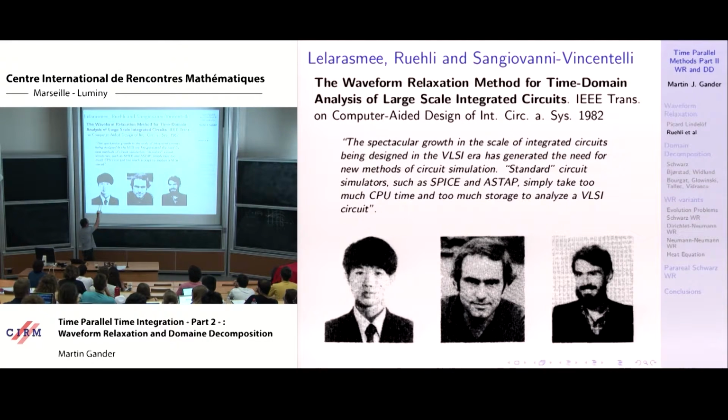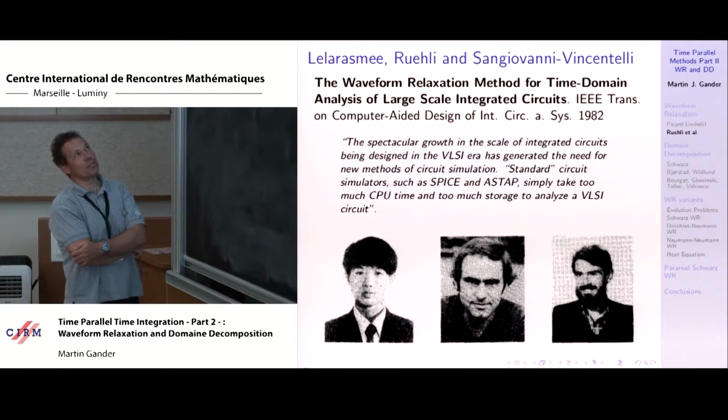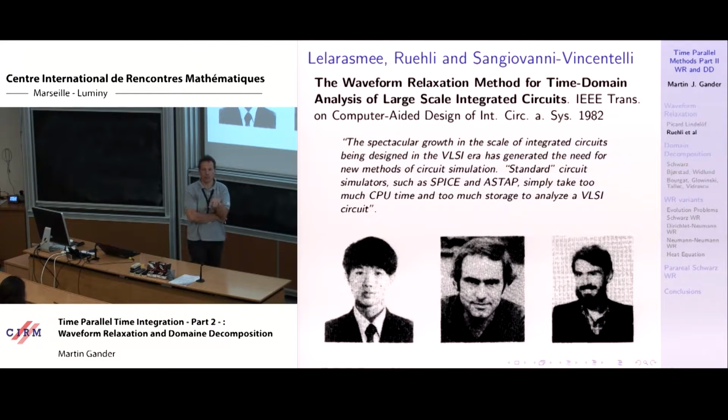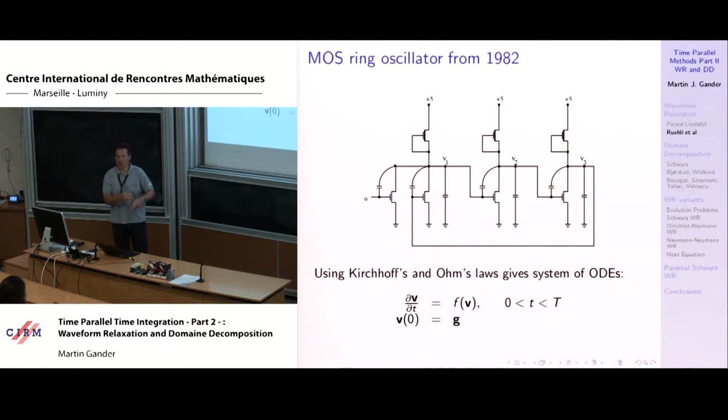And here they write in their paper why they tried such a waveform relaxation method. The spectacular growth in the scale of integrated circuits being designed in the VLSI era has generated the need for new methods of circuit simulation. Standard circuit simulators such as SPICE and ASTAP simply take too much CPU time and too much storage to analyze a VLSI circuit. And the concrete problem was that the next generation of processors had so many transistors on it that they could not simulate the whole thing on the current generation of processors. There was not enough memory and not enough computing power. So they tried to find a method to simulate this too big new generation on the current architecture.